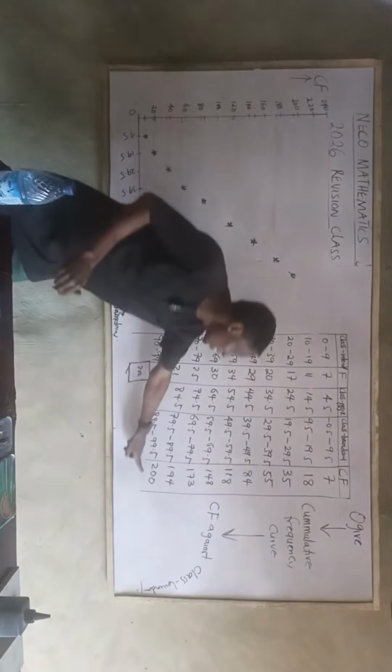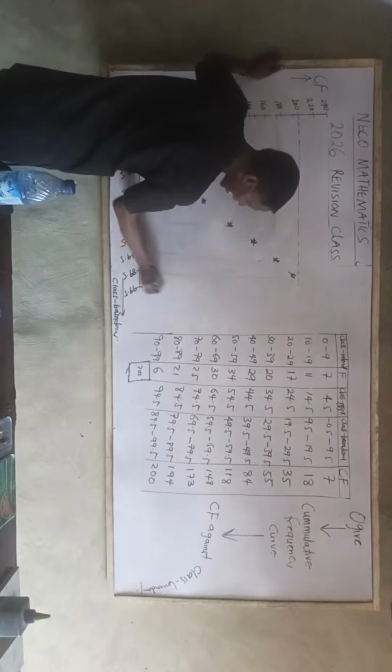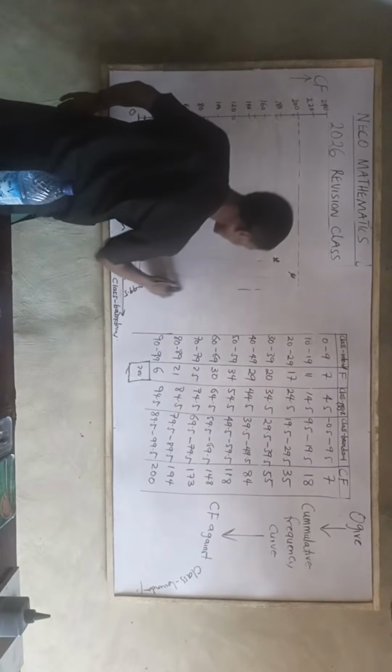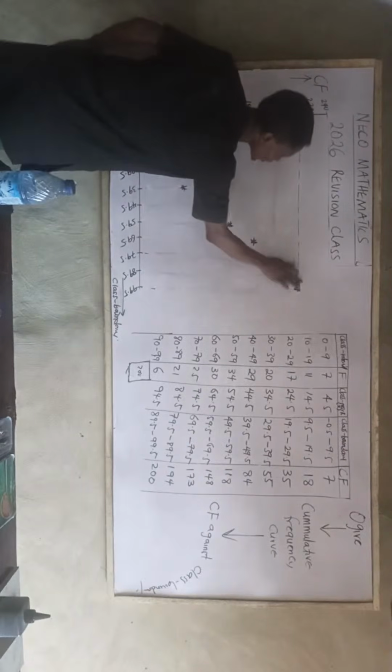Then the very last, but not the least, 200. We've got that exactly here. You trace that out here. 200. Then the last class boundary. Okay, I've got that out here, so I can erase this.